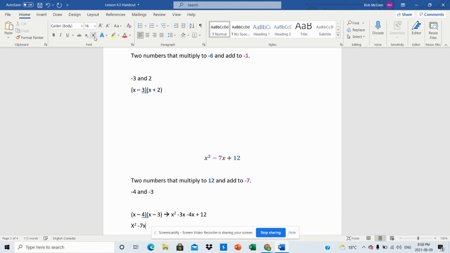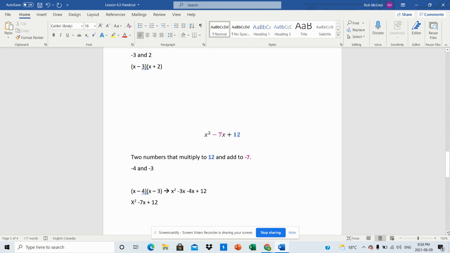So when we collect that together, we will have x squared minus 7x plus 12, which is what we started with in our original trinomial. So we know we've got the right answer.